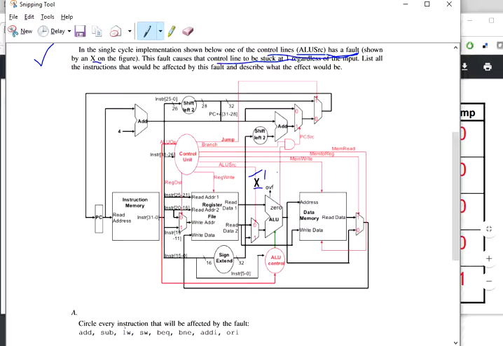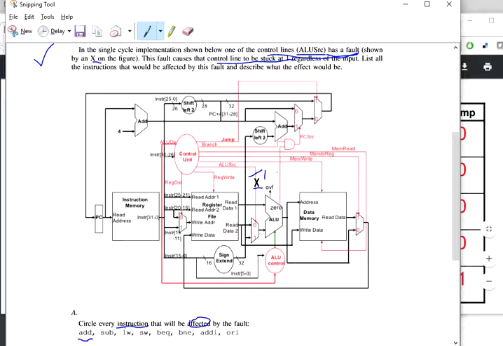And we have some instructions below right here, and we're going to see which instruction gets affected by this fault. By affected, we mean which instruction is not going to work properly. I'm going to go ahead and circle whatever is affected, and I'm not going to do anything to the one that is not affected. So let's go ahead and go through these instructions.